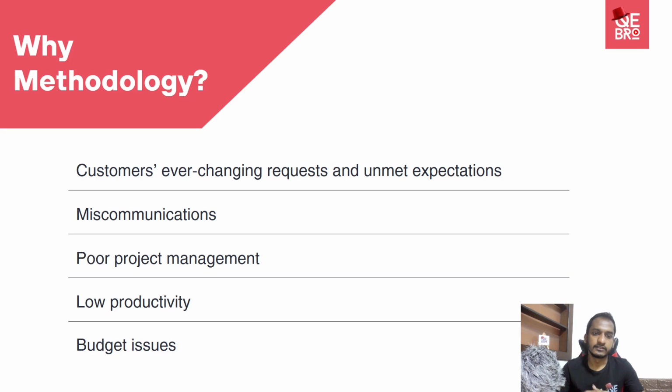Then, due to poor project management, we can expect budget issues, timeline issues, productivity issues, and quality issues. All these things can happen if we didn't follow a proper methodology or a proper process. Different people will come in and do something else, and then when it goes from the BA to the developers, some parts are missing because they didn't follow the process. The proper documentation is not there, maybe.